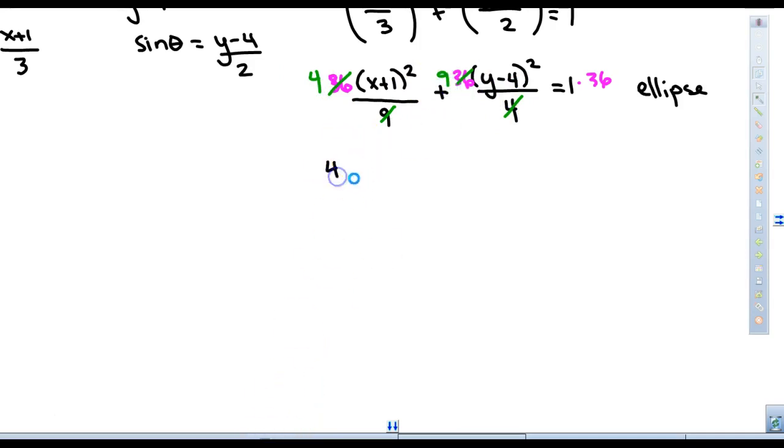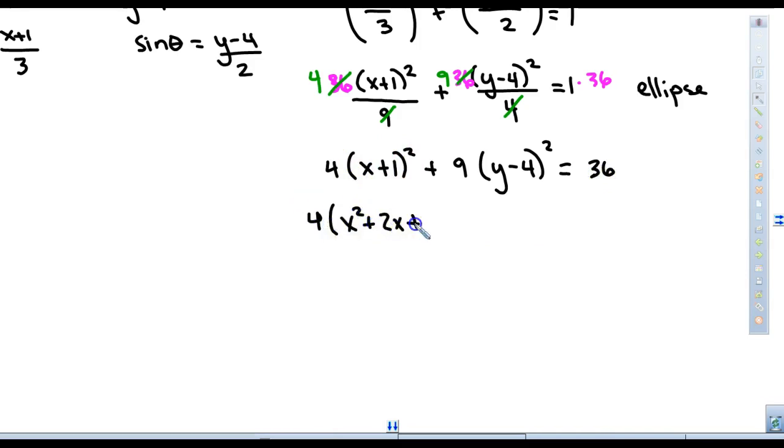So this gives me 4 times the quantity of x plus 1 squared, and 9 times the quantity of y minus 4 squared equals 36. Multiply this out. Let's expand it. X squared plus 2x plus 1. Do the same thing here. 9 times y squared minus 8y plus 16 equals 36. Distribute the 4, distribute the 9.